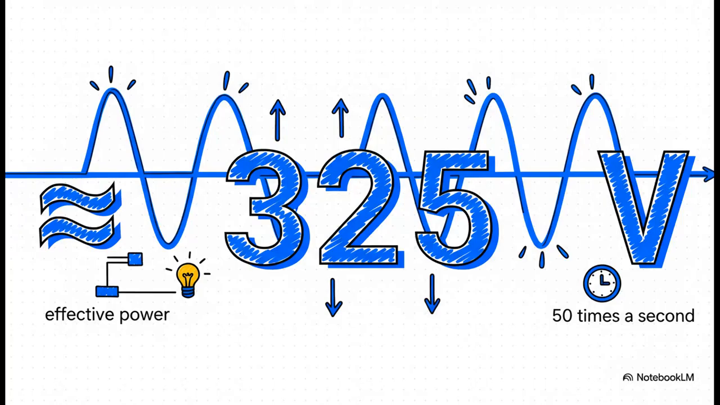And here's the part that just might blow your mind. For us to get that effective 230-volt value, the voltage is actually peaking at a much higher number, around 325 volts. So that current is swinging all the way up to 325 volts, then down to negative 325 volts, 50 times every second to give us the steady power we rely on.